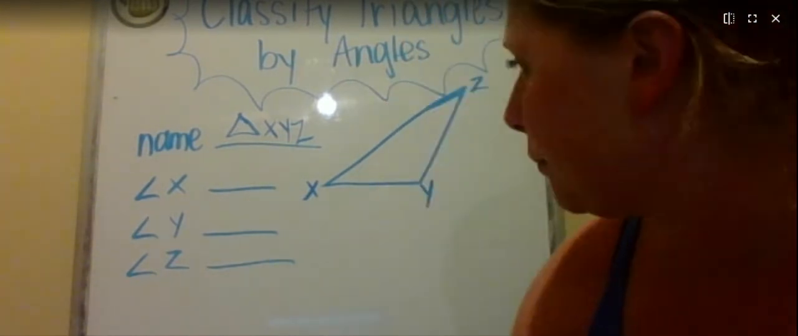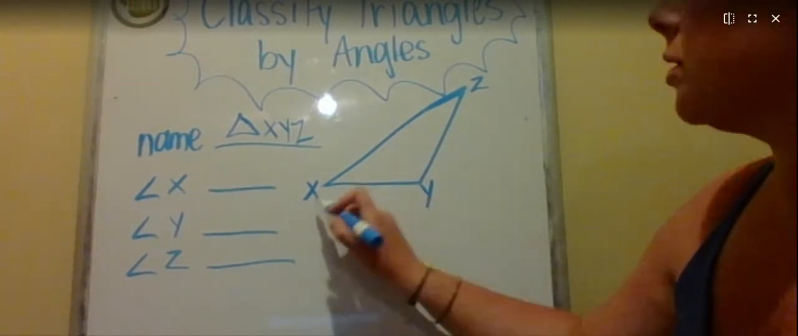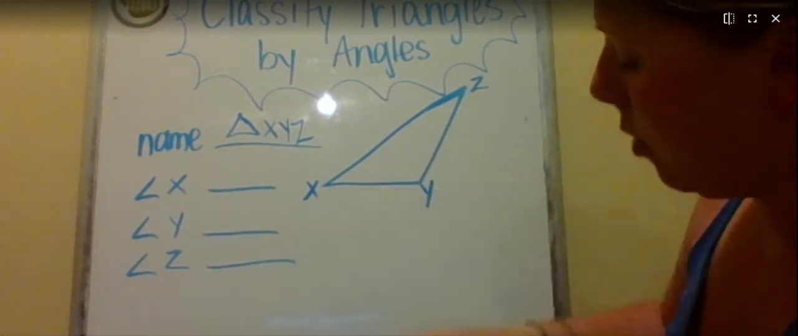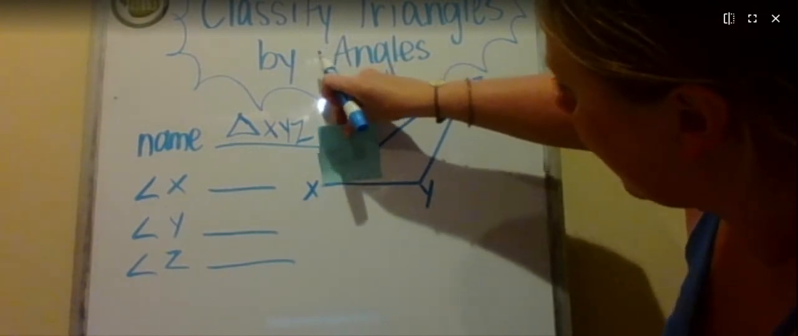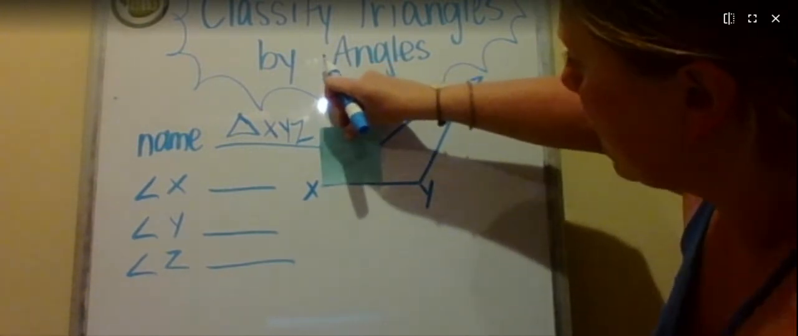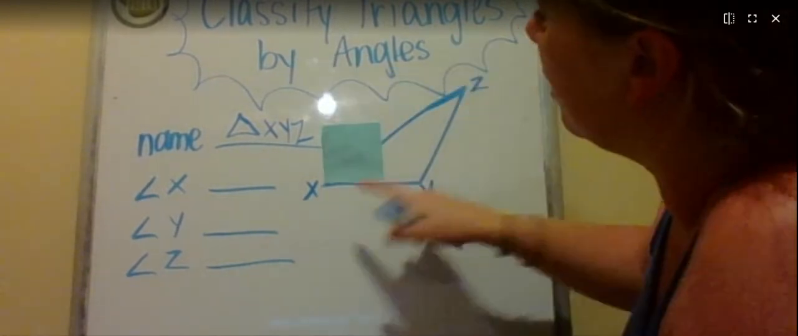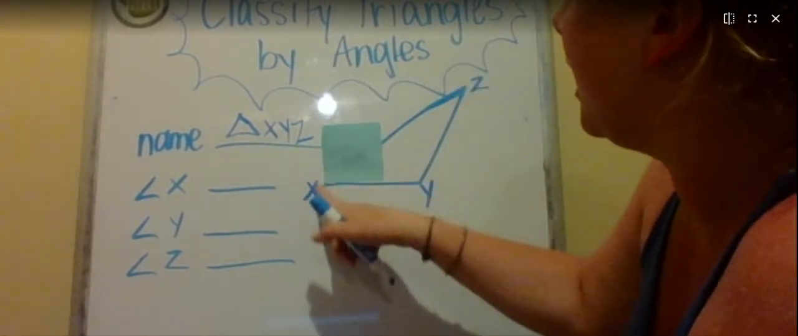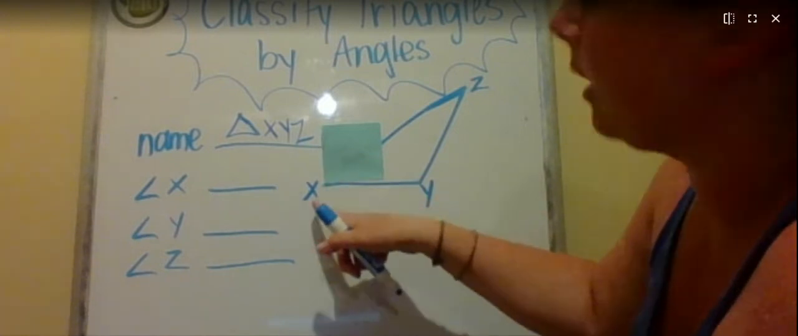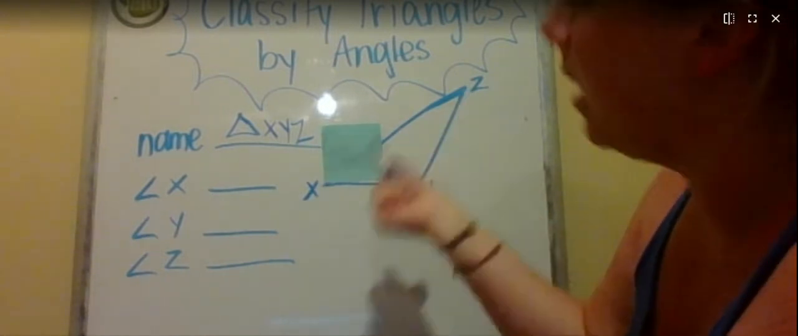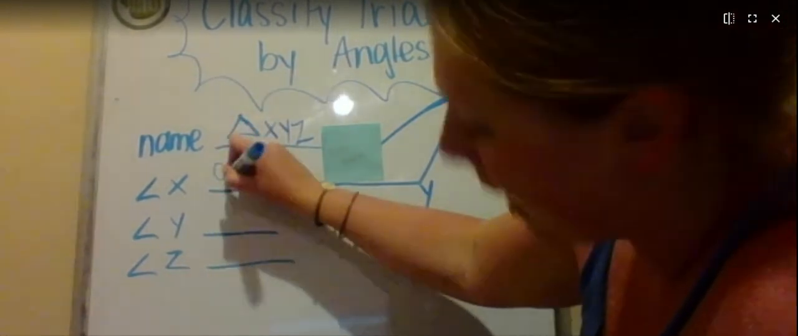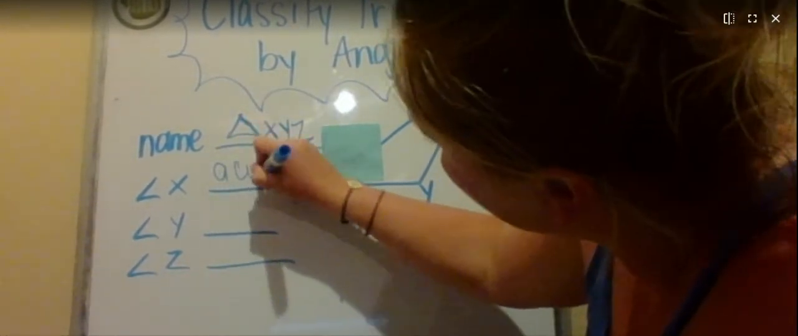Okay, so I'm going to first look at my X. So if I put a Post-it, it should make a square. This is not making a square. If it was a right triangle, this side here would be up like that if it was a right angle. This is inside of it, so that is an acute. So I'm going to say this is acute. Remember, acute, tiny angle.